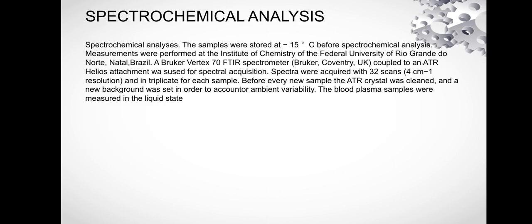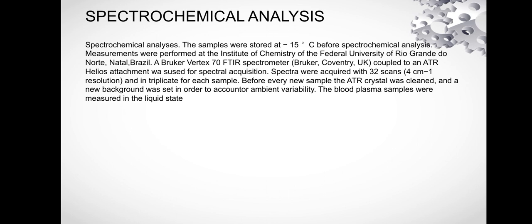Spectrochemical analysis. The samples were stored at minus 15 degrees Celsius before spectrochemical analysis. A Bruker Vertex 70 FTIR spectrometer coupled to an ATR Helios attachment was used for spectral acquisition. See, the blood plasma is stored at minus 15 degrees Celsius. I think they had used the sample within 2 or 3 weeks, because if you are storing it at minus 1 degree or minus 10 degrees, it will only last for 2 or 3 weeks.